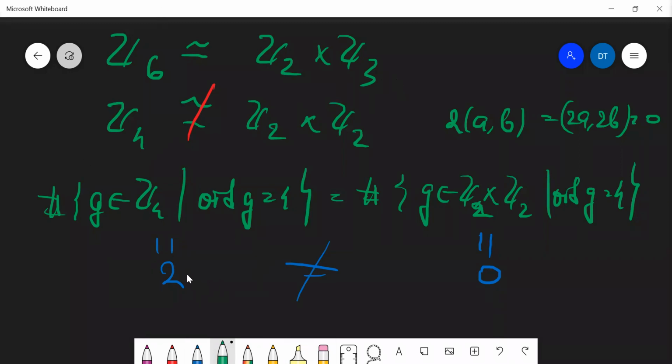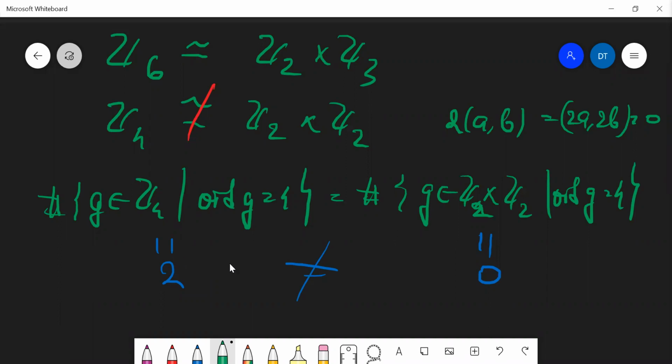So if you want to check that two groups are not isomorphic, you need to find a property which holds under isomorphism. For example, this is an example of such a property, the number of elements with specific order. So if you have different numbers of elements of specific order for the left and the right-hand side, then the left and the right-hand side are not isomorphic. This is how to prove this directly.